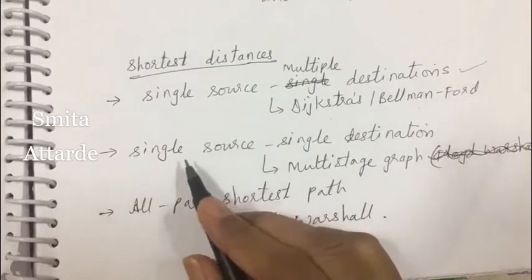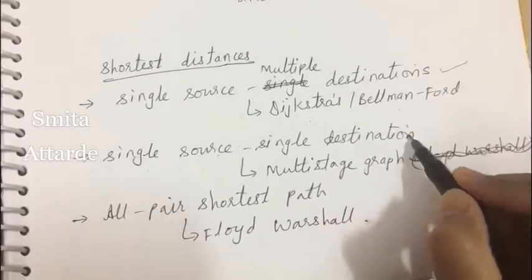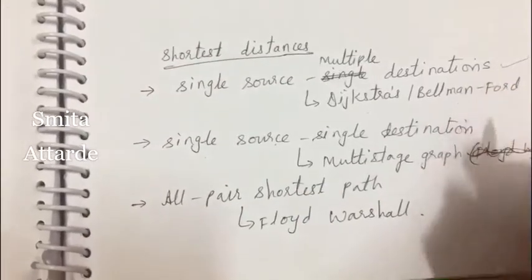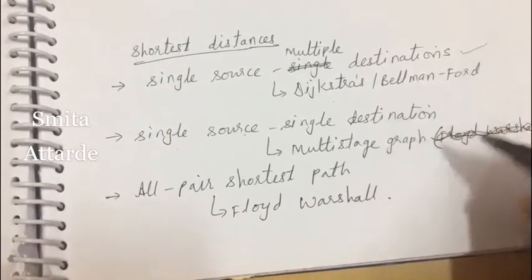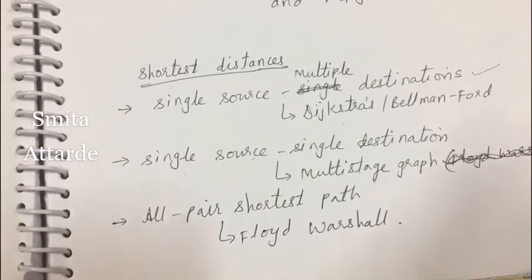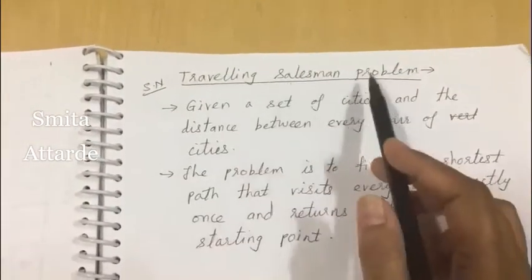Now the second case was when there is a single source and a single destination vertex, we go for multi-stage graph. And third, we have seen all pair shortest path, that is we have found the shortest distance between all the pairs of vertices. For that we have used the Floyd-Warshall algorithm. Now today we are going to see another concept, that is the traveling salesperson problem.